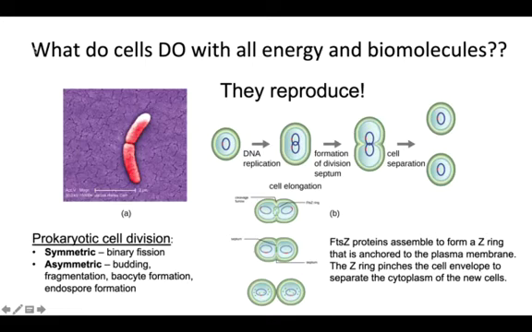And what that word means, symmetric, is basically you end up with 2 identical cells, same size, same shape, same genome. They're identical, okay? And how that happens, the steps are right up here in the PowerPoint, is you've got your DNA replicating first. The replicated DNA will start to separate into two sides of the bacterial cell. Now, the bacterial cell is getting larger and longer in this process.